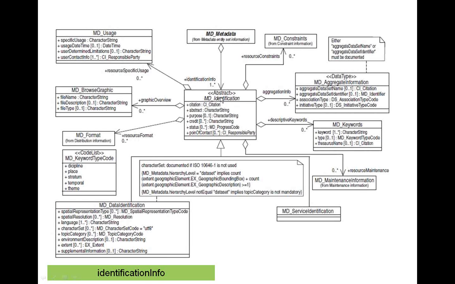My data identification can also contain keywords, my constraints, aggregation information, usage, browse graphics, format. And you see here I have some dependencies as well noted. For data identification, again, character set, you see here it's optional. Well, it becomes mandatory if I don't use that default.